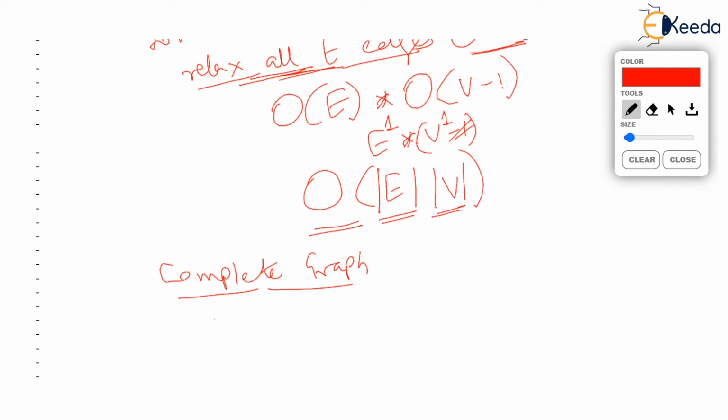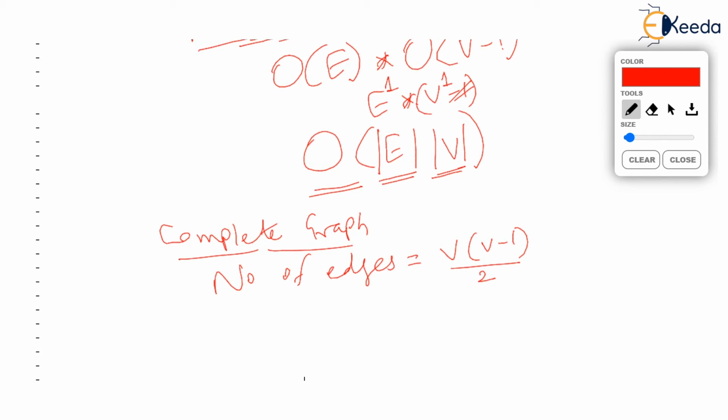In that case, number of edges is V into V minus 1 by 2. This is a rule about complete graph. As an example, let's say we have 4 vertices and there is an edge from every vertex to every other vertex like this. So this is a dense graph, isn't it so? This is a dense graph.